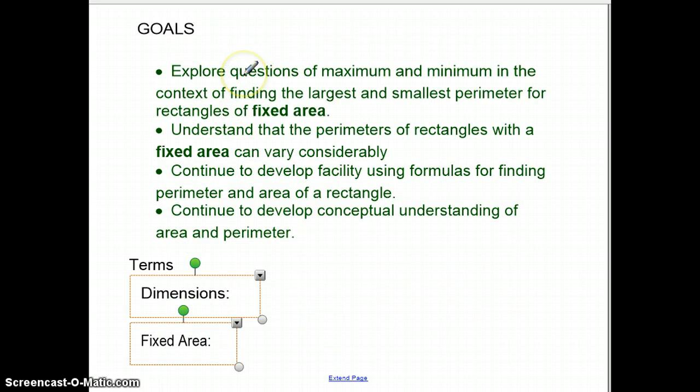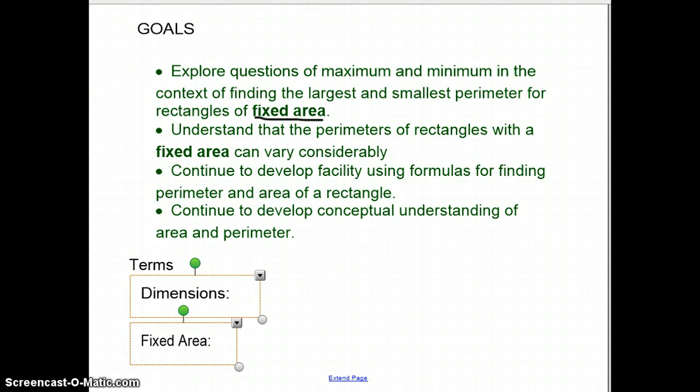Now, just to cover some goals where we're going to be going with this lesson, we're going to explore questions of maximum and minimum in the context of finding the largest and smallest perimeter for rectangles of a fixed area. So we're just going to say that the area will stay the same, but the perimeter is what's going to be changing. Understand that the perimeter in the rectangles with fixed area can vary considerably, so they'll definitely change. And of course, to continue to develop facility using formulas for finding perimeter and area of a rectangle, and to continue to develop conceptual understanding of area and perimeter.